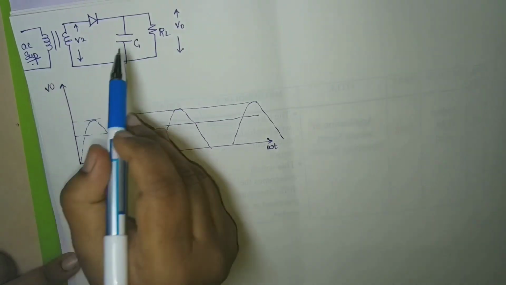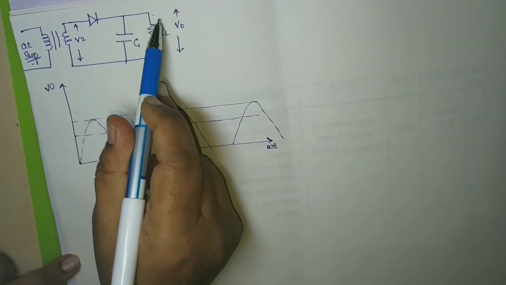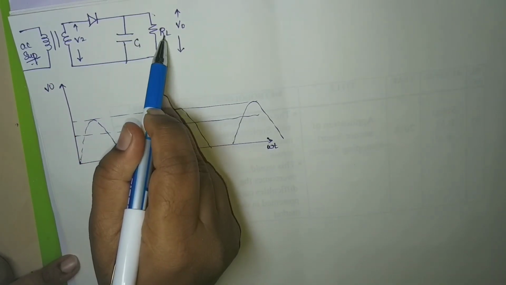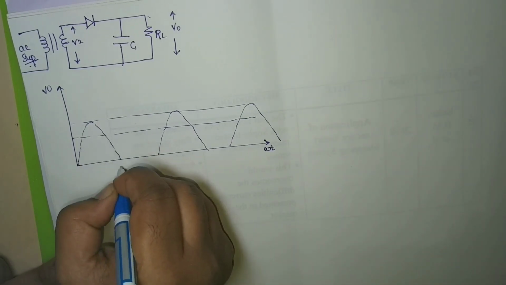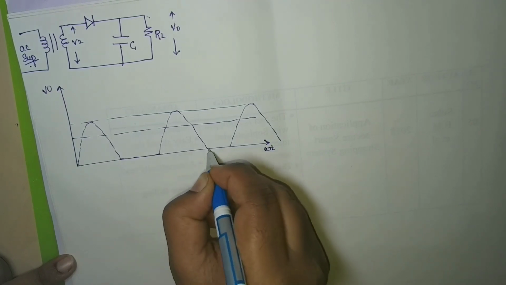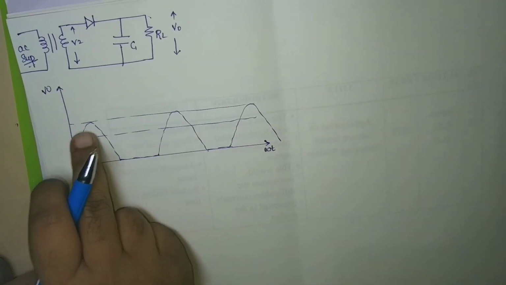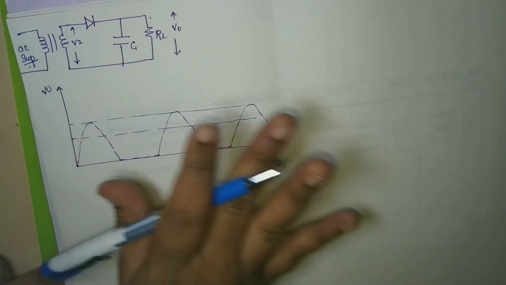So this is the rectifier circuit with the capacitor. Now this part, C and RL, is called the filter. Now this is the output. The dotted lines are what I have shown here. So this is the output of your half wave rectifier.